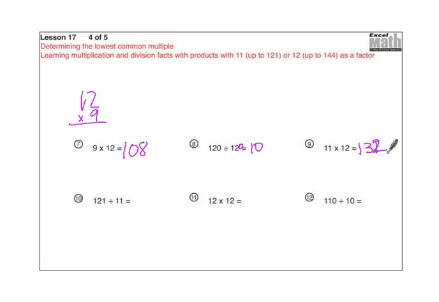Okay, 121 divided by 11. 11 times 11 is 121. 12 times 12 is 144. And 110 divided by 10. If you divide a number by 10 and it has a 0 on the end, you can just knock that number off and it gives you the answer. So the answer is 11. We'll be taking a look at those kind of tricks later on in the year.